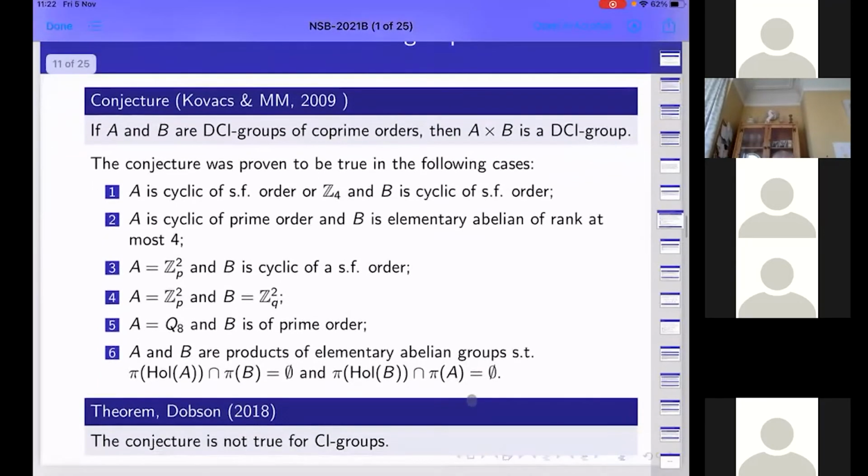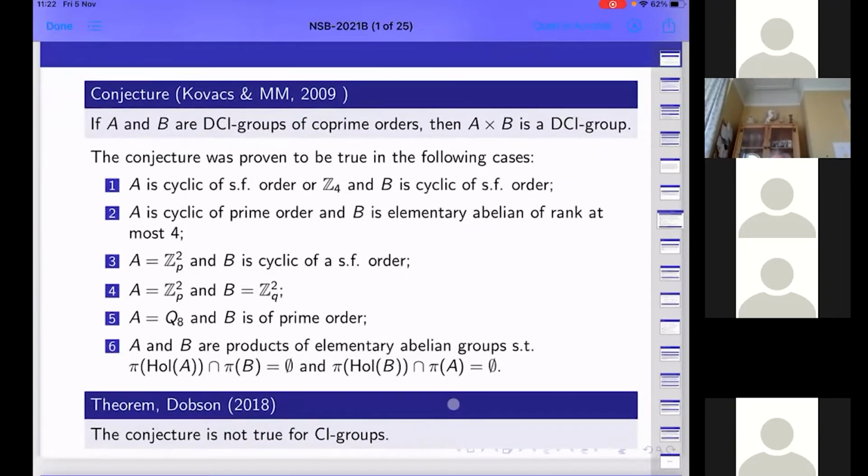But surprisingly, for CI groups, the conjecture is not true. An infinite series of counterexamples was found by Ted Dobson recently. But we cannot use this series of counterexamples to get a counterexample to our conjecture.